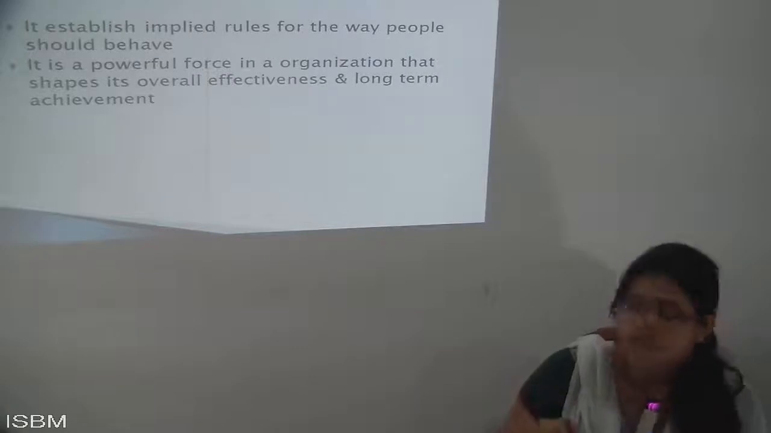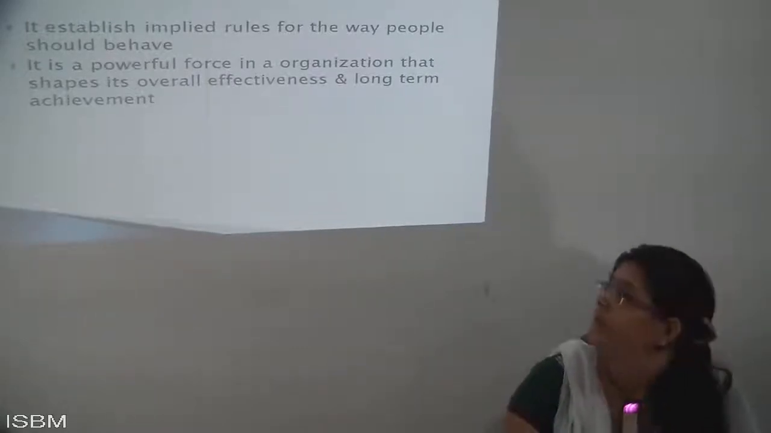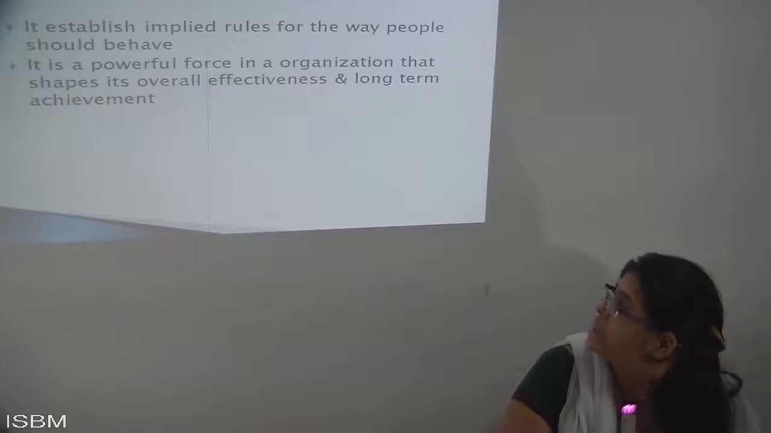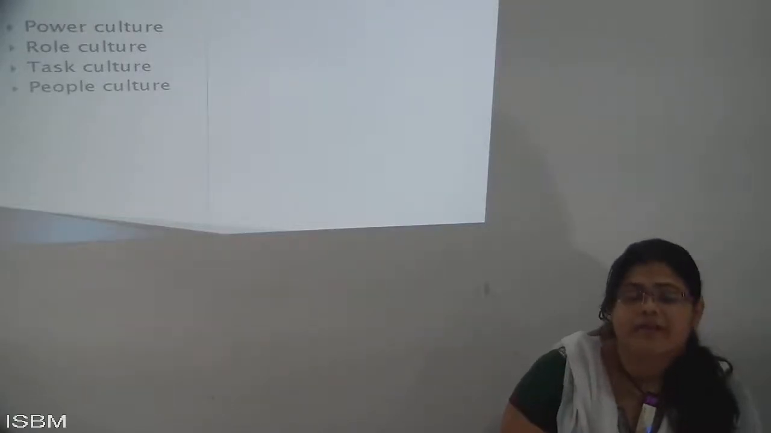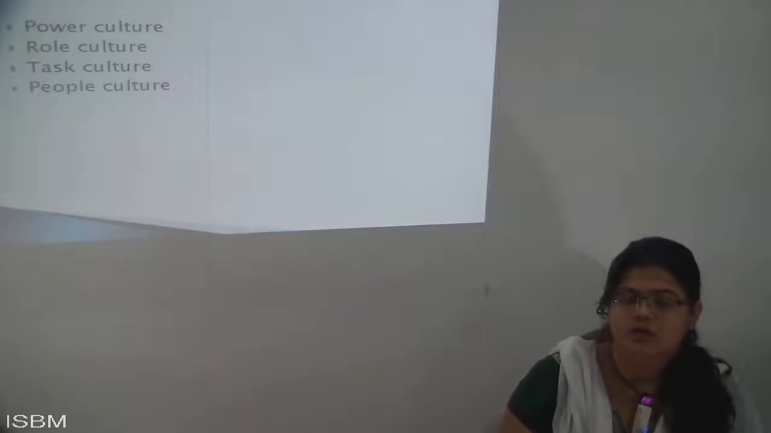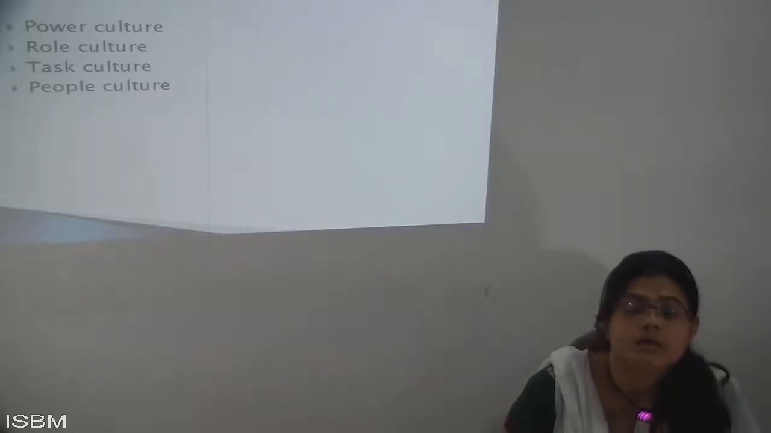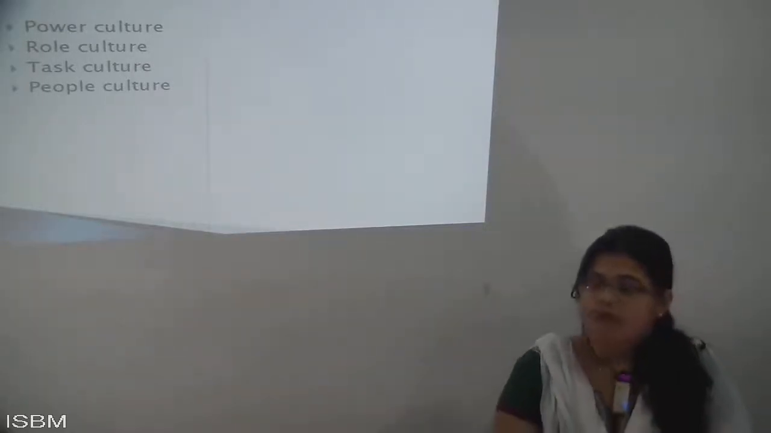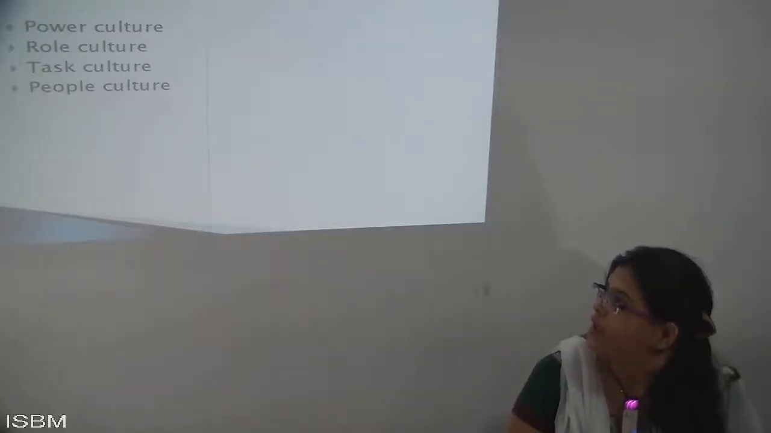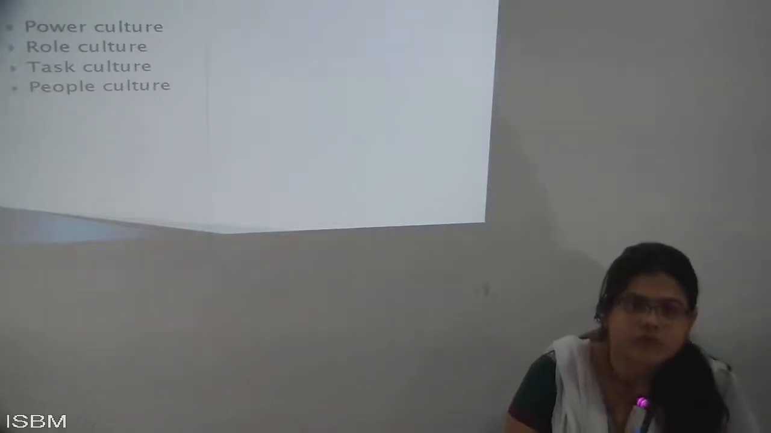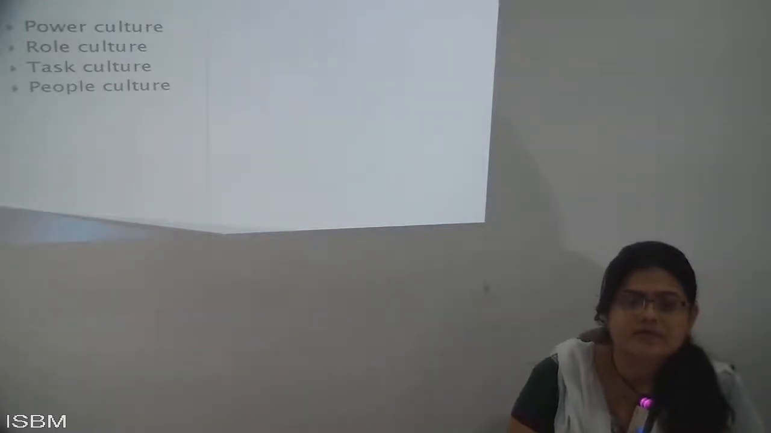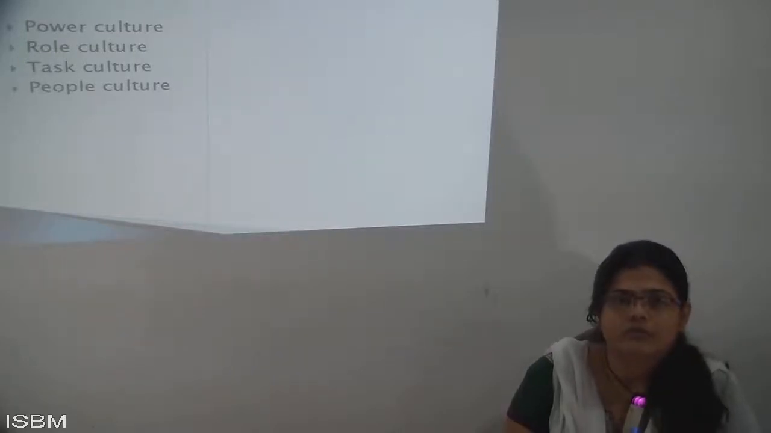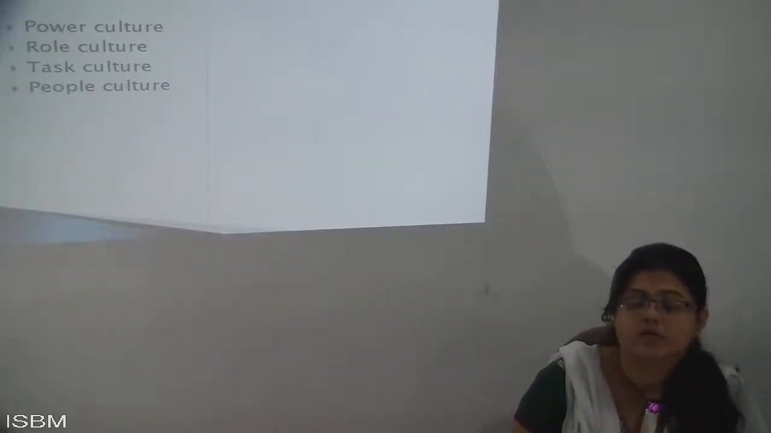So first, they have given the behavior. Next, it has become very efficient, with long-term achievement, which you get. Next, there are different types of culture, and with the help of the culture the organization has been framed. First is power culture, role culture, task culture, and people culture. Here the standard of living of different people differs, and with this different way, the culture of the people in the organization differs.